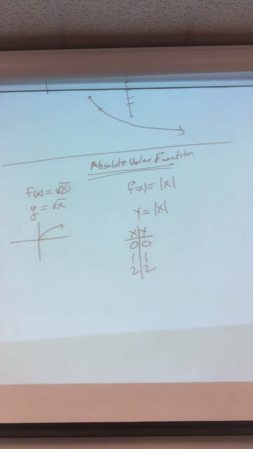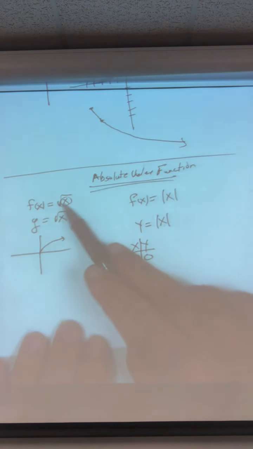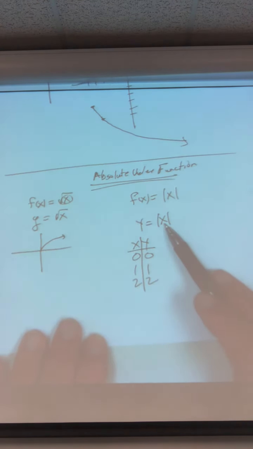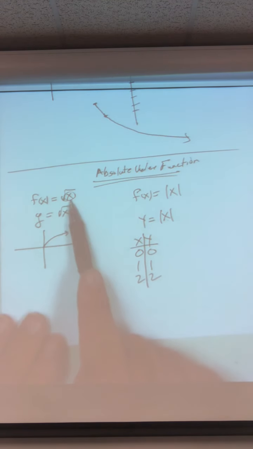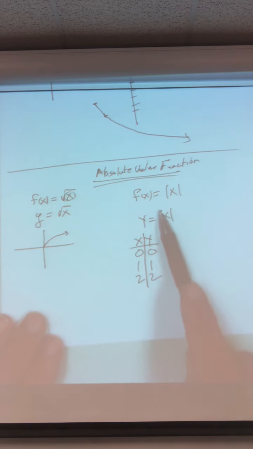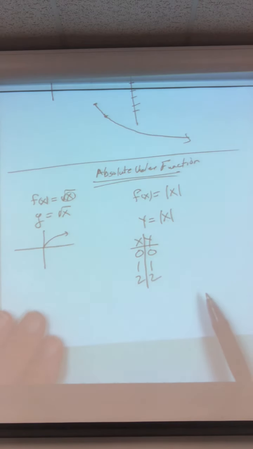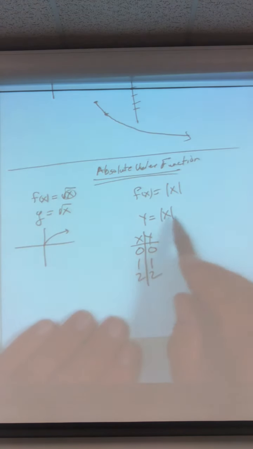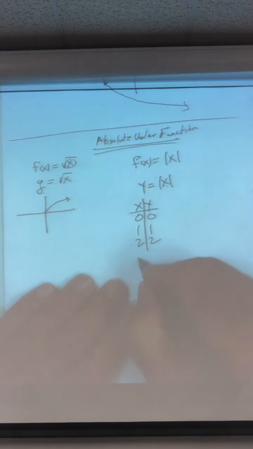Now here's one difference. The difference between a radical function and an absolute value function is this. Why could I not plug negative numbers in here? Because you can't get square roots of negative numbers. Now, can I get absolute values of negative numbers? Sure I can. So I can plug negative numbers in for this. So let's plug in a couple of negative numbers and see what happens.